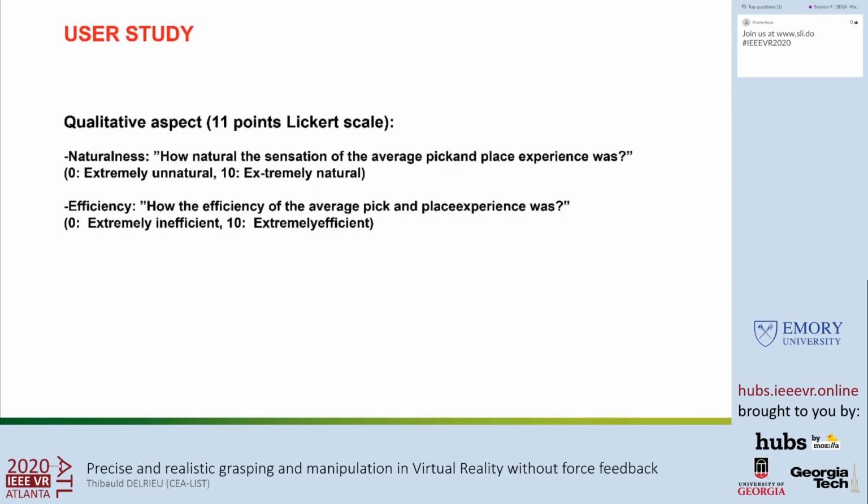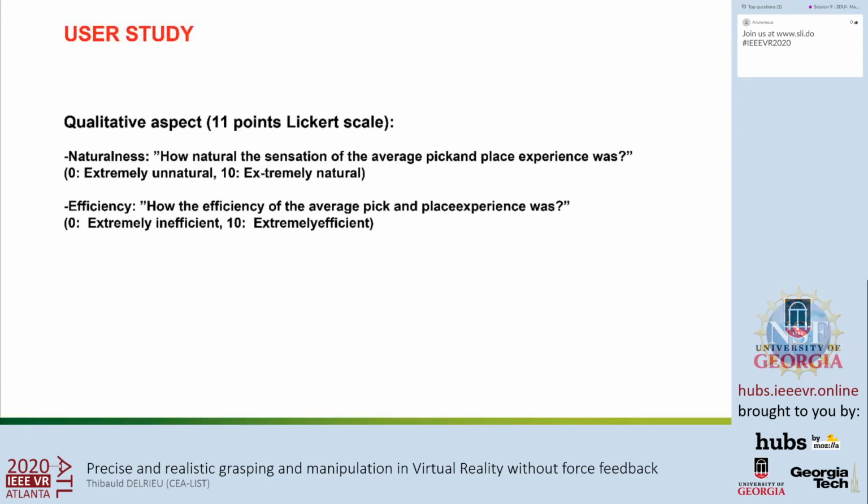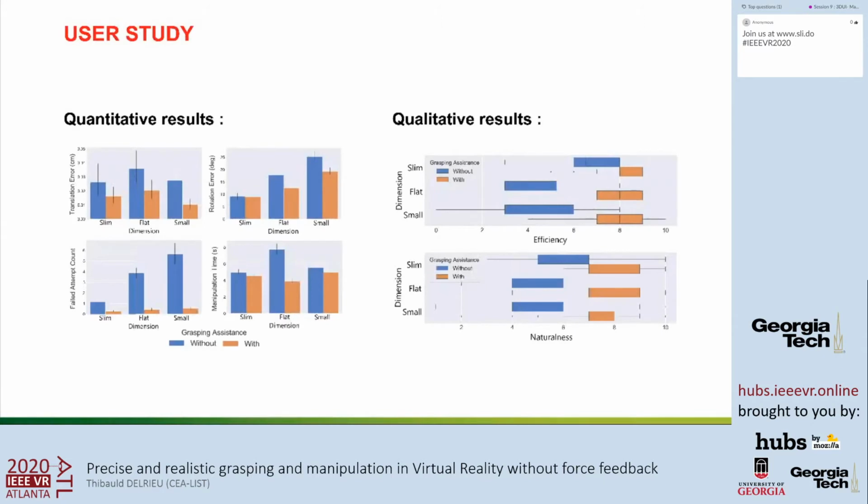After each manipulation, we ask a subject two questions. One is naturalness, how natural the sensation of the average pick and place experience was, from 0 to 10, and the efficiency, how the efficiency of the average pick and place experience was, from 0 to 10. As we can see, there are significant results for both aspects of the user study.